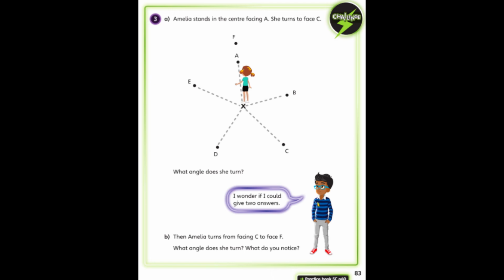I notice underneath that Ash just said, I wonder if I could give two answers. Well, I think he could give two answers because she could either turn clockwise or she could turn anti-clockwise. I want to go clockwise first.